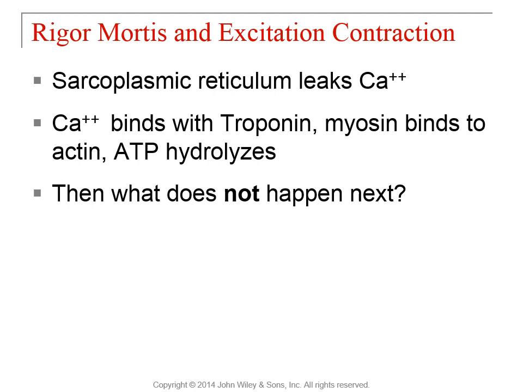As you see here, once rigor mortis occurs, the sarcoplasmic reticulum leaks calcium. The calcium binds with the troponin. The myosin binds to actin, and ATP hydrolyzes. Again, as I mentioned in the previous slide, you do not have any more ATP to release the myosin from the actin filament.